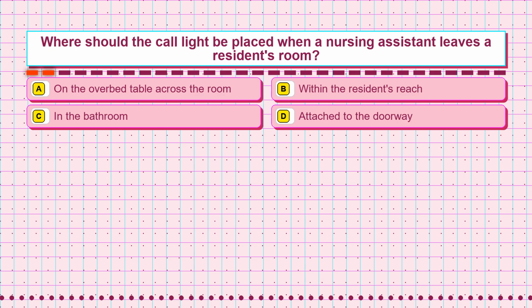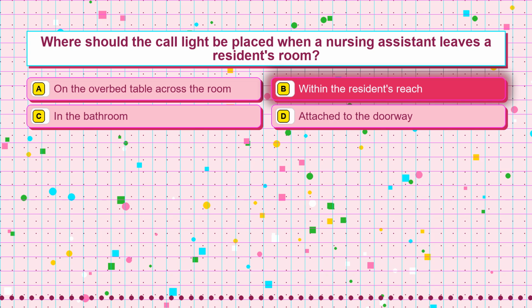Question 79. Where should the call light be placed when a nursing assistant leaves a resident's room? Option A. On the overbed table across the room. Option B. Within the resident's reach. Option C. In the bathroom. Option D. Attached to the doorway.